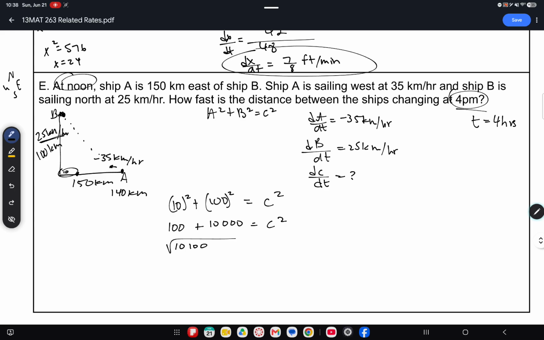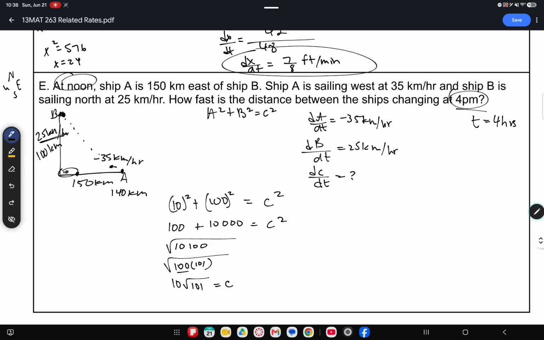I could factor out 100. And that would be 100 times 101. Yeah. Because then 100 is a perfect square. So 10 times the square root of 101 would be C.